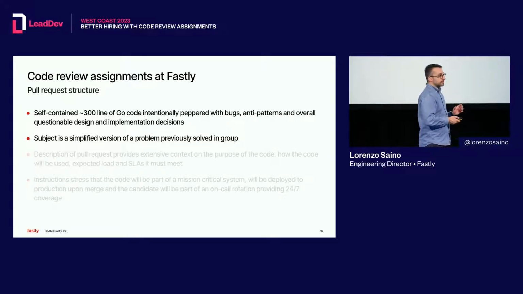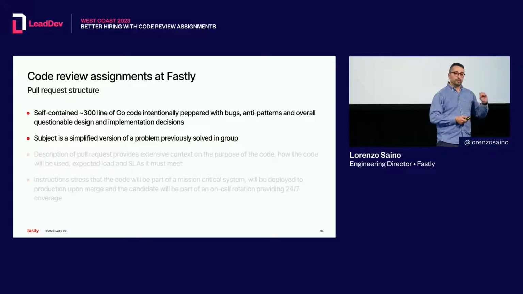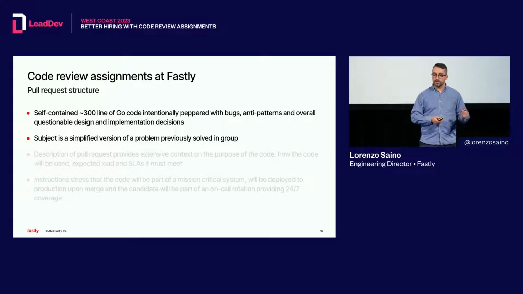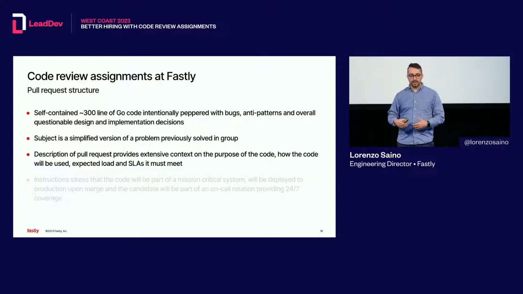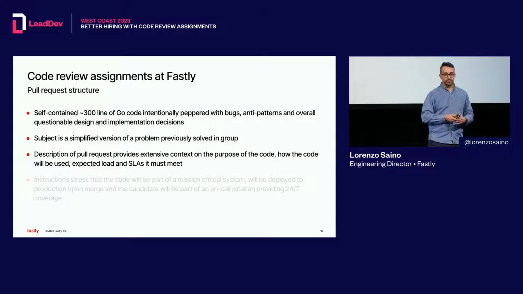And the subject of the pull request was actually a simplified version of a problem that we previously solved in my organization, which we did because it gives the candidate an understanding of what type of problems they may face and might have to work on after joining the company. Another thing that we did is that we added an extensive amount of context in the description of the pull request to explain the purpose of the code, how the code will be used, what is the expected load, and what SLA it must meet. So we really tried to make it as realistic as possible by adding as much context as possible for the candidate to make an informed decision on this review.